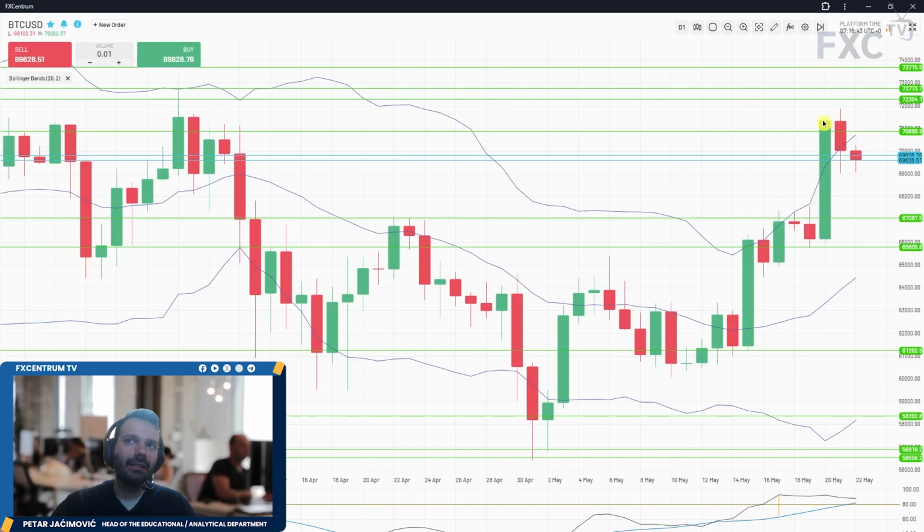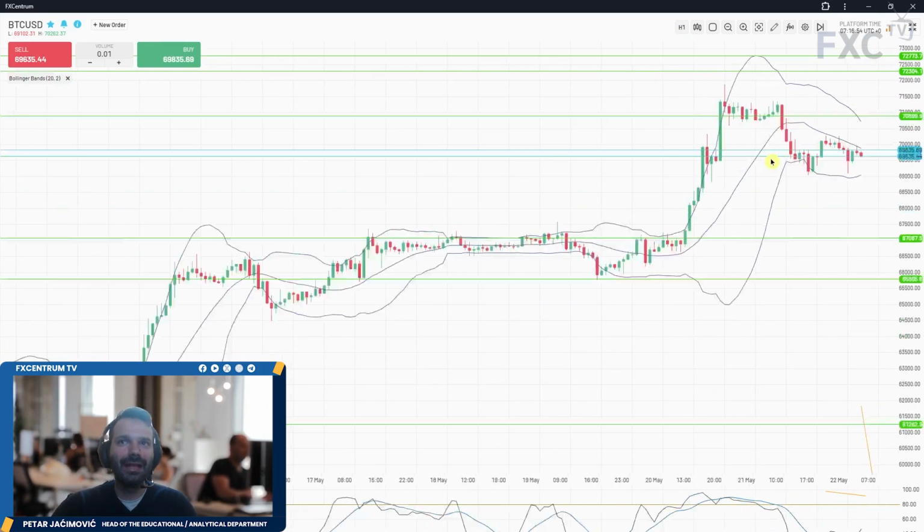And after this big up day, there was no follow through. Actually, there was a down day back into the Bollinger Band. And that's quite a big red flag for further upside continuation. And this can be the beginning of a downside rotation.